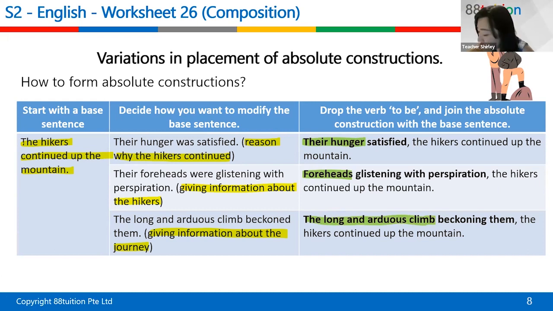This is what we call a noun phrase. A noun phrase can comprise an article. The is an article. Long and arduous is an adjective. And then, of course, climb is a noun. Altogether, it makes up a noun phrase. Their hunger: their is a pronoun, hunger is a noun. Altogether, they are also your noun phrase.